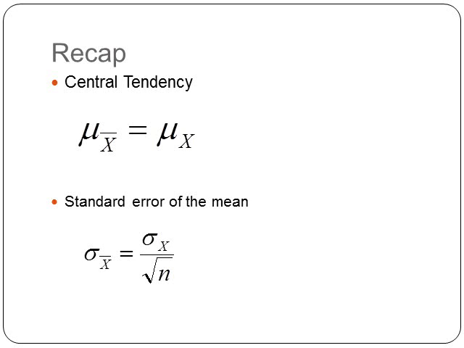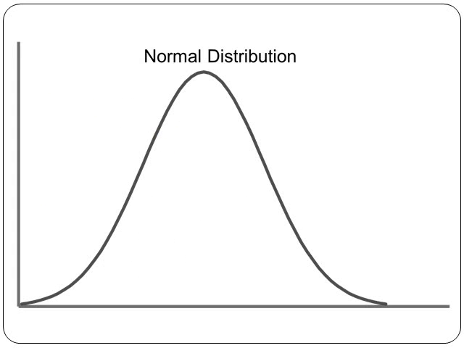We can consider the mean of a population and that it is equal to the mean of the sampling distribution of the mean. The standard error of the mean is basically the standard deviation from the population divided by the square root of n. So let's take those ideas.